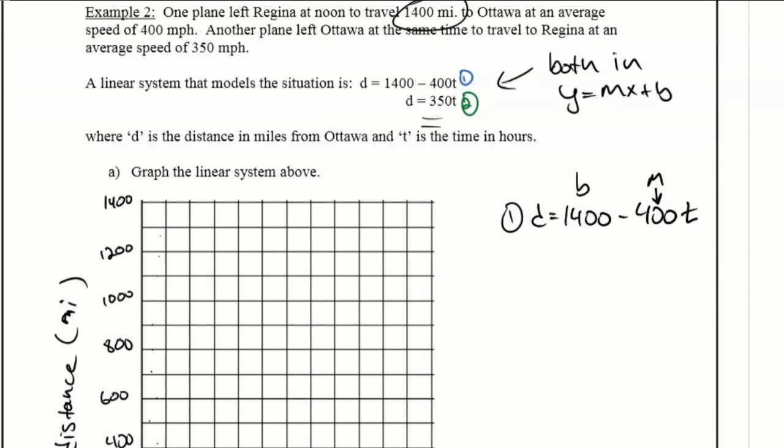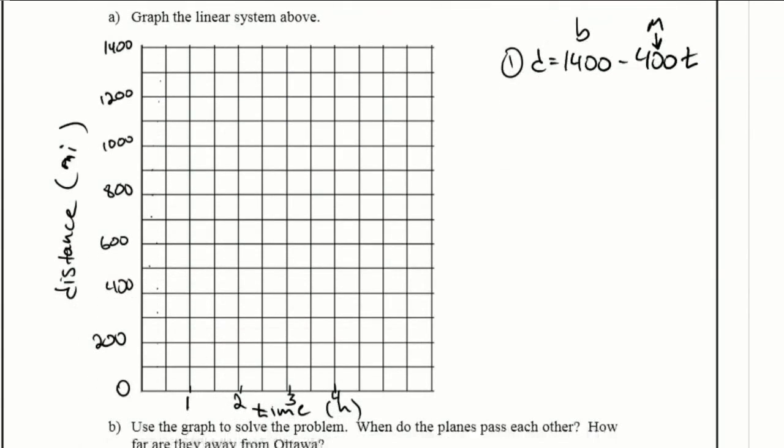I'm going to plot my b, 1,400, my y-intercept. My slope is going to be negative 400 over 1. So what I'm going to do is go 14, 12, 10. I've gone down 400, and I'm going to go across 1 hour. I have another point here.